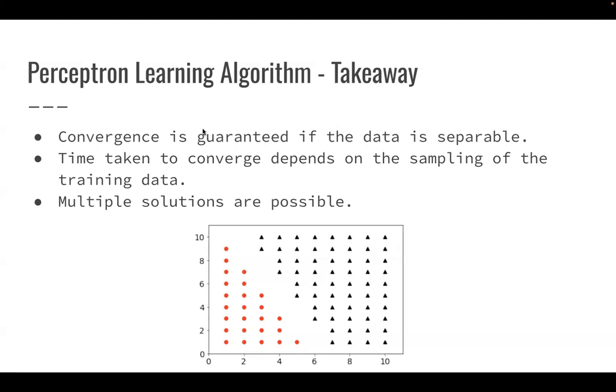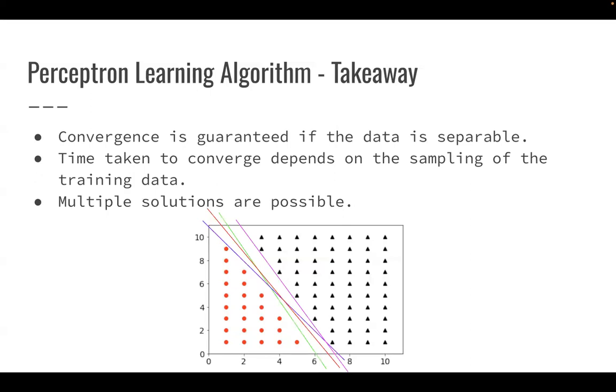And the third thing that we learned was multiple decision boundaries are possible for the same data. Okay, so for the figure given here, one of the decision boundaries can be like this, another can be like this, another can be like this, and one more can be like this. I think there are infinitely many decision boundaries possible.